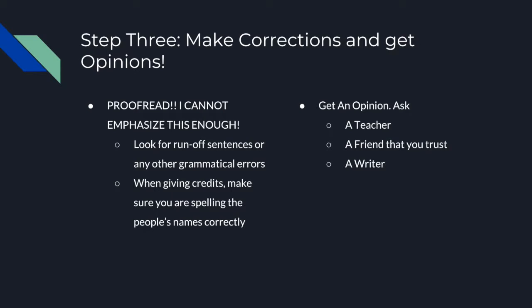Look for run-on sentences, so sentences that have a lot of fragments, or any other grammatical errors. When giving credits, make sure you are spelling people's names correctly. That has also happened to me a lot. Sometimes I forget, like Cassandra with one S, and you know how some people have really weird names. So I would recommend getting an opinion, seeing what they think, and having someone else give you advice or tips about it is great.